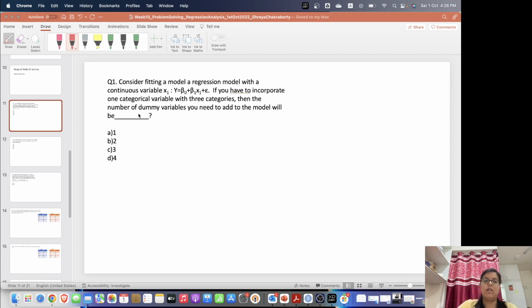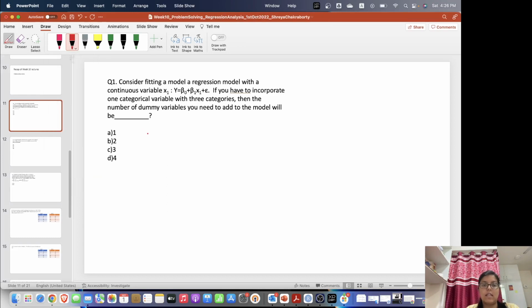So let's start. The first question says: consider fitting a regression model with a continuous variable y equal to beta naught plus beta 1 x1 plus epsilon. If you have to incorporate one categorical variable with three categories, then the number of dummy variables you need to add to the model will be? So the thing is, 3 categories means 3 blocks. So it implies 3 dummies. This is the first thing.